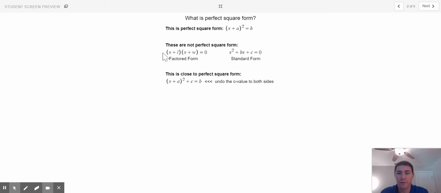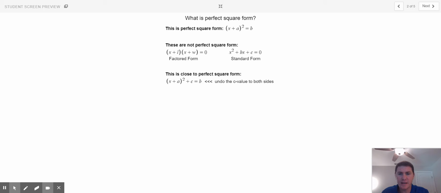Now these are some forms that we've seen, but these are not perfect squares. This is called factored form, and the length and the width of our area model are different, so this would form a rectangle, not a perfect square. This is standard form, which looks at the inside area of that area model, in the form ax squared plus bx plus c, also not perfect square form.